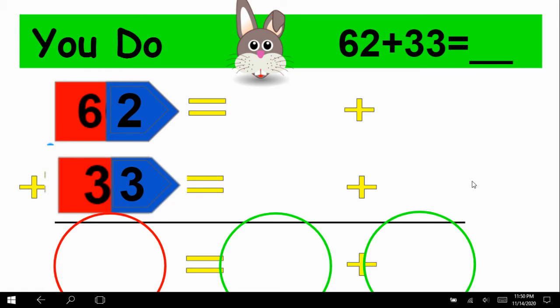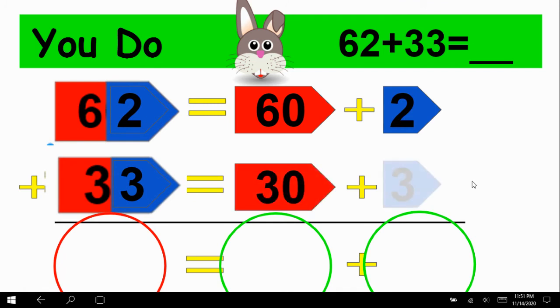Hi, I'm glad you're finished and you're back. Let's check your answer. 62 plus 33. I bet the first thing you did was expand the number form of 62. Did you get 60 and 2 and 30 plus 3? Woohoo! Good job. Now what's the second step?